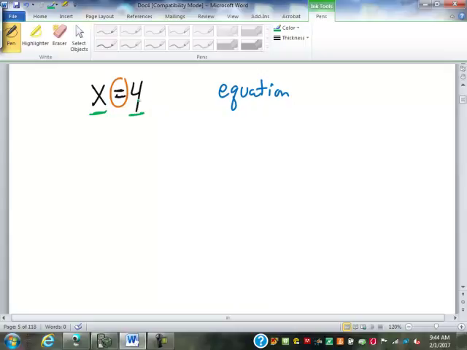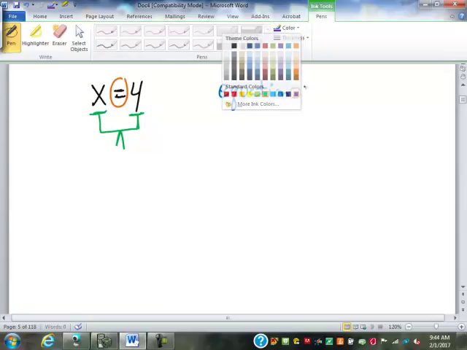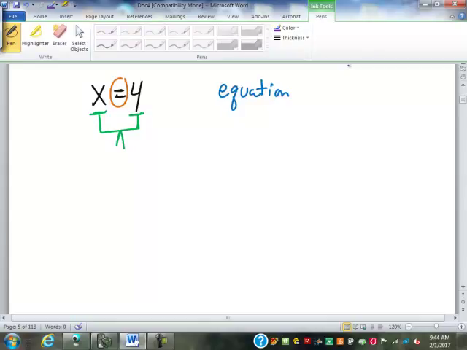So x and 4 have exactly the same value. In fact, we can think of it like a scale that is perfectly balanced. What's on one side of the scale has exactly the same weight or mass as what's on the other side. Now, all equations start out in this form, as a variable equals a number. And they are built up from there.